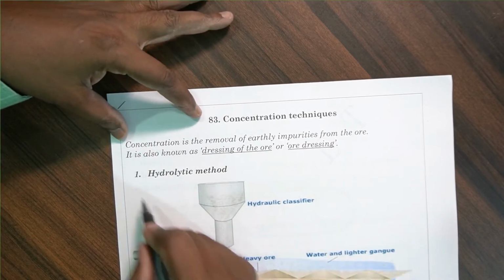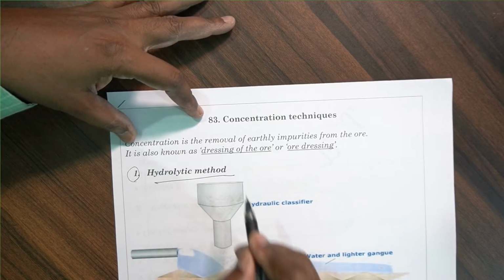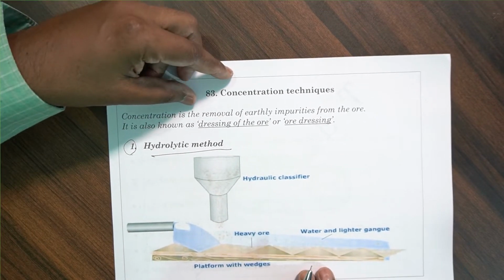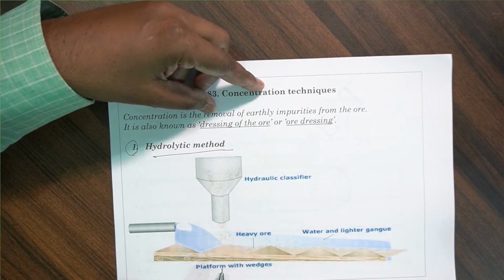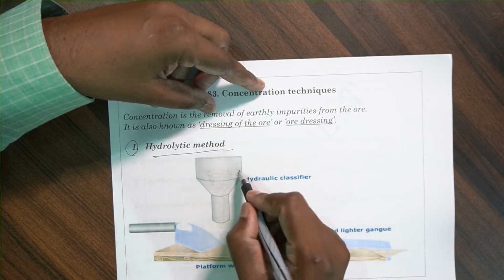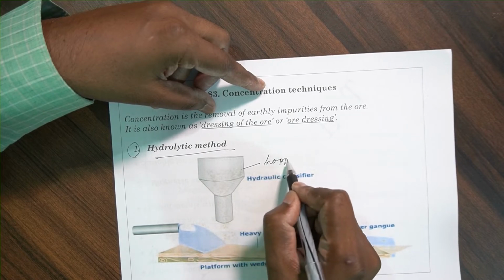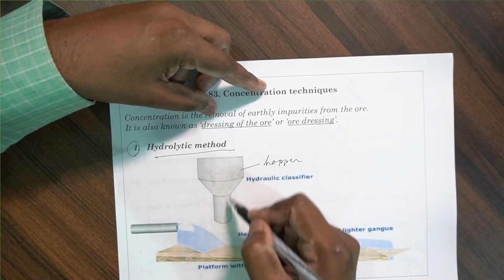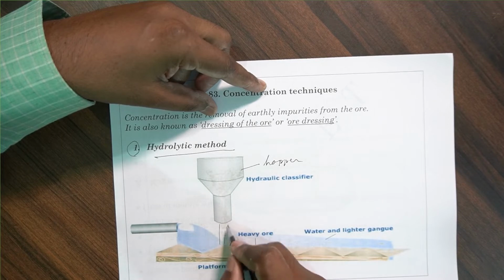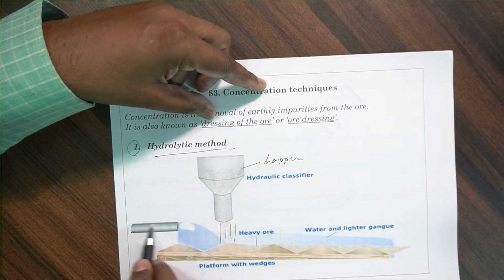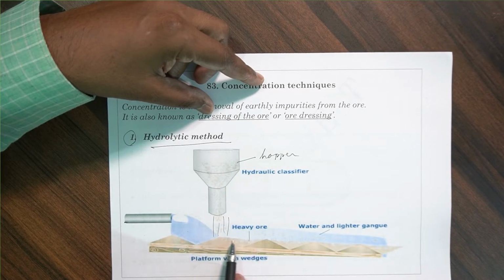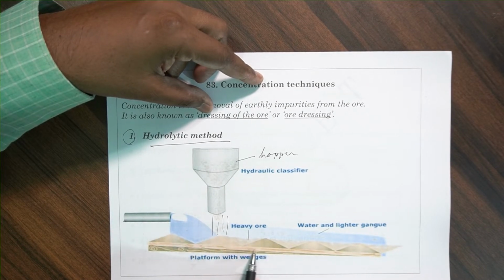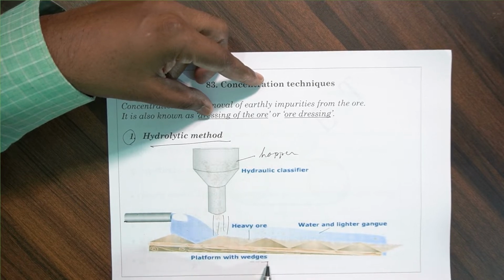The first technique involved is the hydrolytic process. Hydrolytic process, as the name goes, you can see water is used. You can find that here you have a hopper. A hopper is a funnel-like thing through which the powdered ore is dropped in. The powdered ore is falling down, and from this side you can find water is being pumped in. The water is washing away the ore powdered, and it is going through various steps on a slope. Steps are there, a platform with wedges.